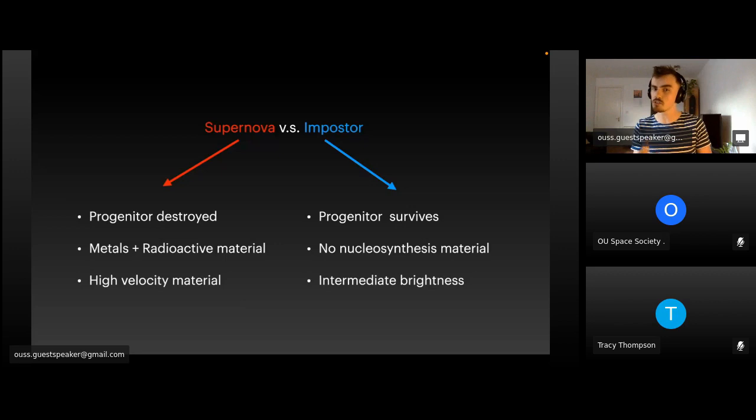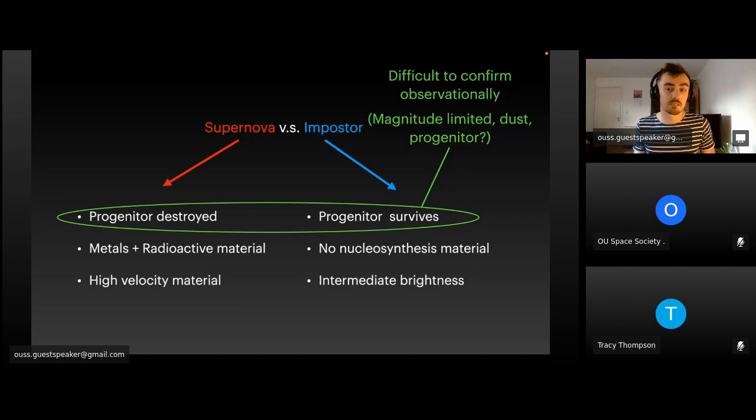On the other hand, impostors are a bit of a strange bunch. By definition, their progenitor, or the star, survives this explosion. We don't see any of this nucleosynthesis material or any of the material from inside the star, and the brightness of these objects can vary. There is unlikely to be one pathway, more like a zoo of pathways. But the tricky thing is, it's very difficult to tell if the progenitor is there or not. If it's close by, sure, we can observe it and visually inspect it.